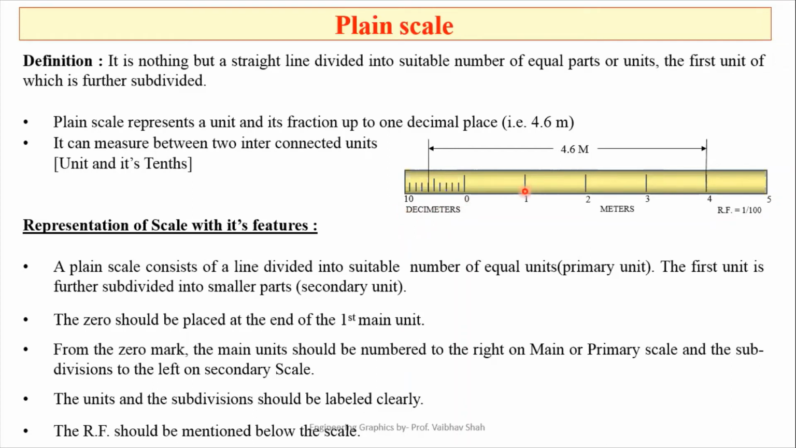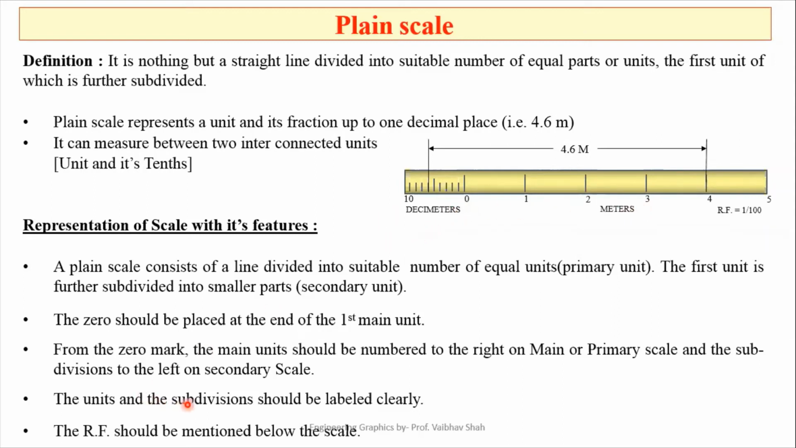So we are having two scales. From your 0, on the right hand side, it would be a primary scale or a main scale. From 0 onto its left hand side, we'll be having one subdivision scale or a secondary scale. So the units indicated on the primary scale are known as your primary units, and units indicated on your secondary scale are known as your secondary units. Here the primary unit is meters and the secondary unit is decimeter.